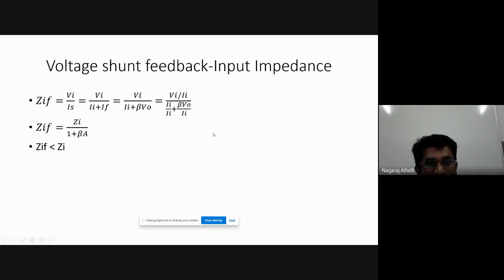Then the input impedance of the voltage shunt feedback amplifier is given by ZIF is equal to ZI divided by 1 plus beta A, or 1 plus A beta. This is the input impedance with feedback.